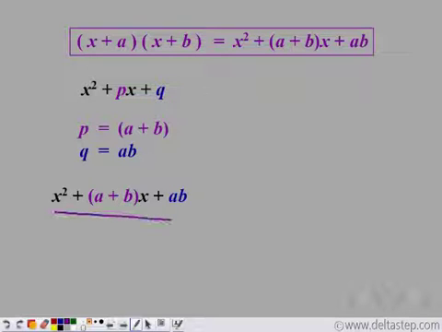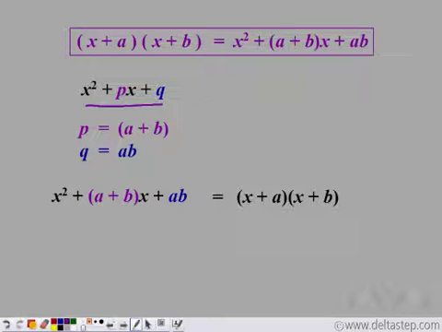Now we can compare this expression to the right hand side of this identity. These are exactly the same. So this expression could be written as x plus a into x plus b, because this is the same as this and these two are equal. So if we can find two numbers a and b such that p is equal to a plus b and q is equal to a into b, then we will be able to factorize this expression as x plus a into x plus b. X plus a and x plus b are the two factors of this expression.